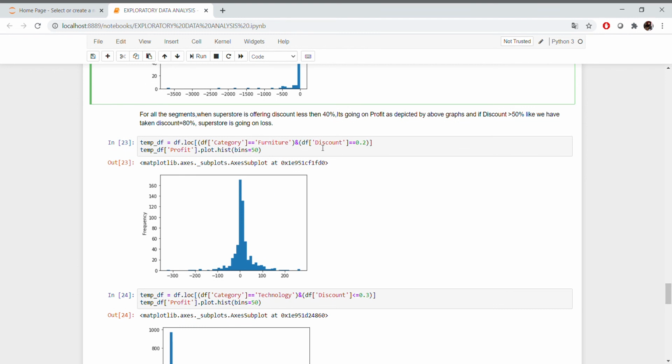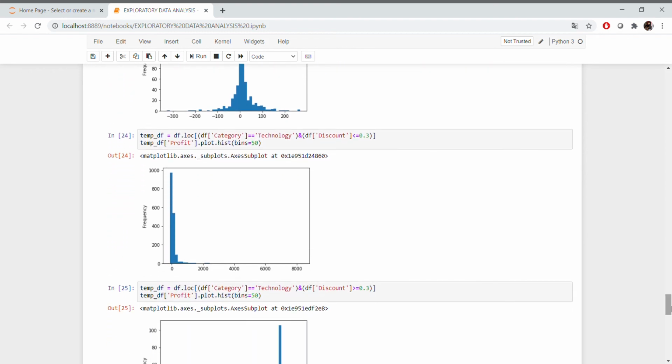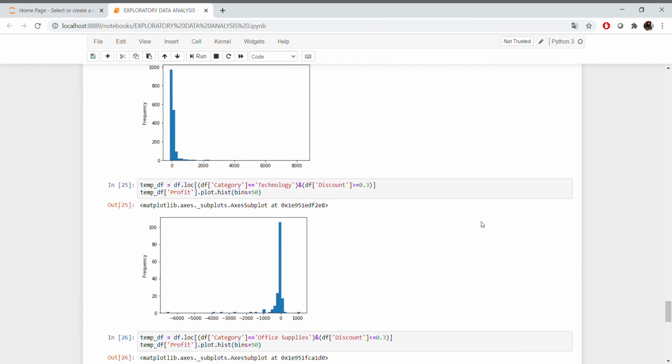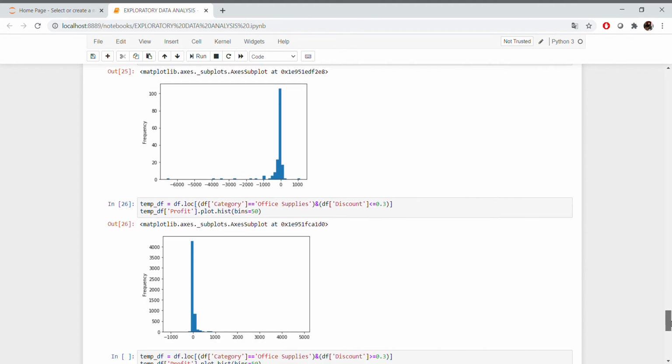For the category, when the discount is 20%, this is the histogram we are getting. And for technology also, we look at when the discount is less than or equal to 30%, and when it is greater than or equal to 30%. So we can see when the discount is less than or equal to 30%, it is gaining profit. But when it is 30% or more, it is going on loss.